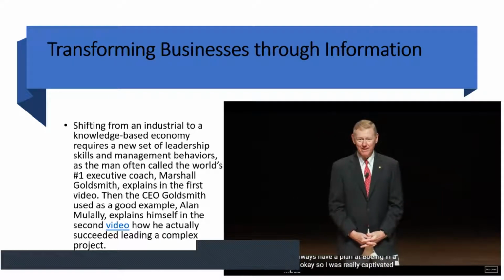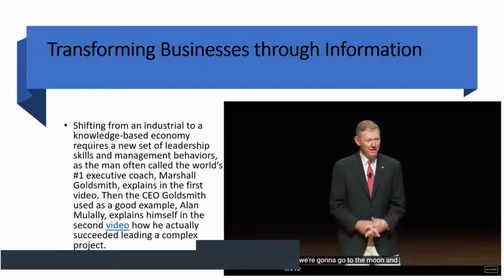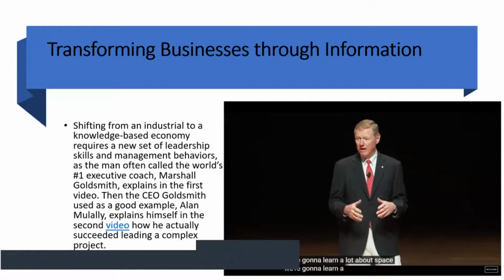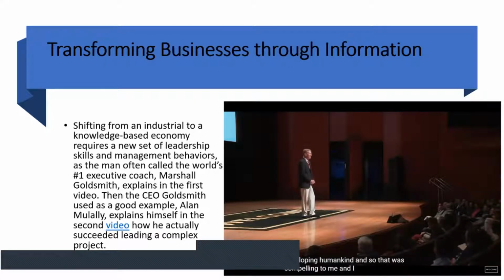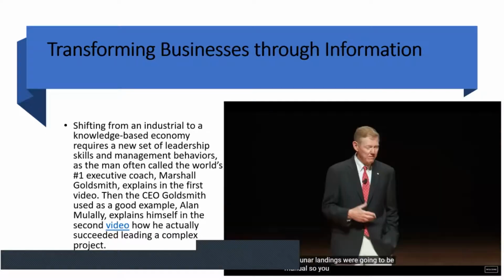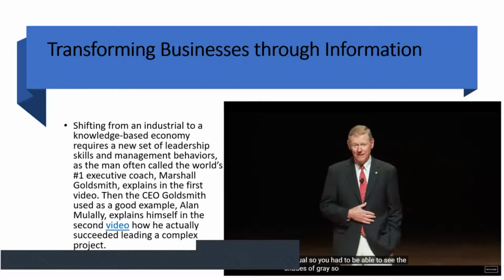I was really captivated when President Kennedy got on TV and he said we're going to go to the moon and we're going to learn a lot about space. We're going to learn a lot about ourselves, and the things that we're going to develop would help further develop humankind. And so that was compelling to me, and I joined the Air Force and I learned to fly, and they were doing all these tests on us, and it turned out that I had some color blindness in shades of gray. And the first lunar landings were going to be manual, so you had to be able to see the shades of gray. So I just didn't have the right stuff to continue.